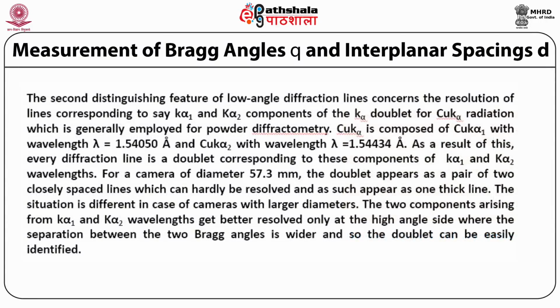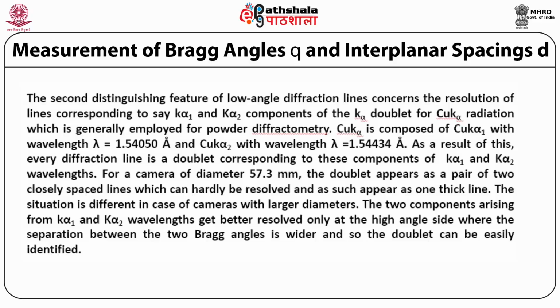The second distinguishing feature of low-angle diffraction lines concerns the resolution of lines corresponding to, say, K-alpha 1 and K-alpha 2 components of the K-alpha doublet for CuK-alpha radiation, which is generally employed for powder diffractometry. CuK-alpha is composed of CuK-alpha 1 with wavelength lambda equal to 1.54050 angstroms and CuK-alpha 2 with wavelength lambda equal to 1.54434 angstroms. As a result of this, every diffraction line is a doublet corresponding to these components of K-alpha 1 and K-alpha 2 wavelengths.